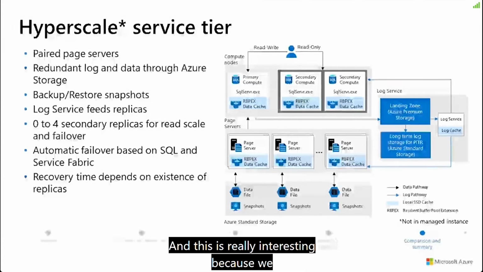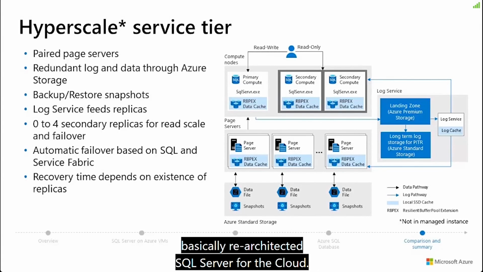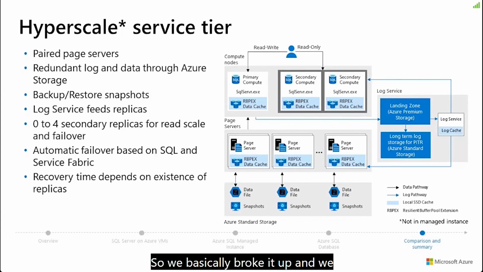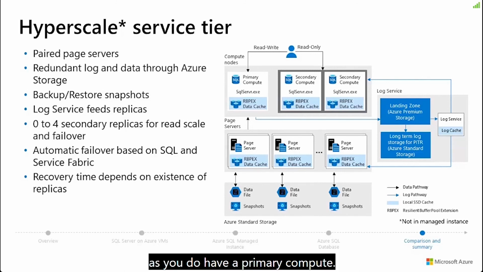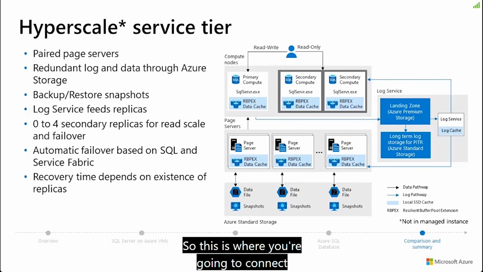And this is really interesting because we basically re-architected SQL Server for the cloud. We broke it up and we use a very clever method of caching layers. It's similar to what you were seeing before, as you do have a primary compute. This is where you're going to connect with your read-write workloads. And you can get 0 to 4 secondary replicas.